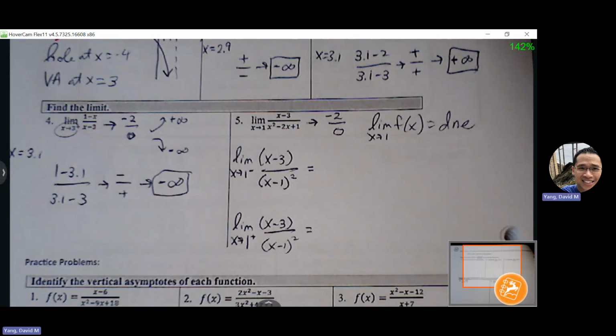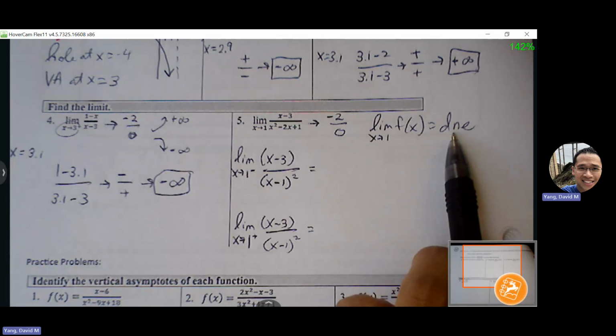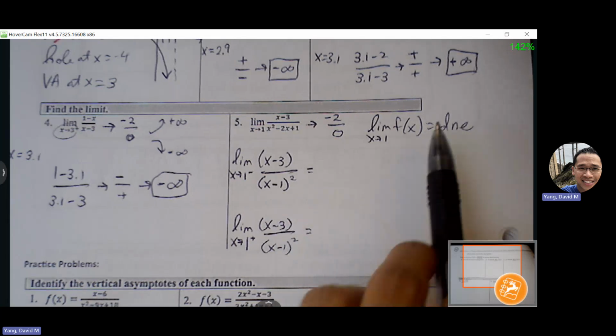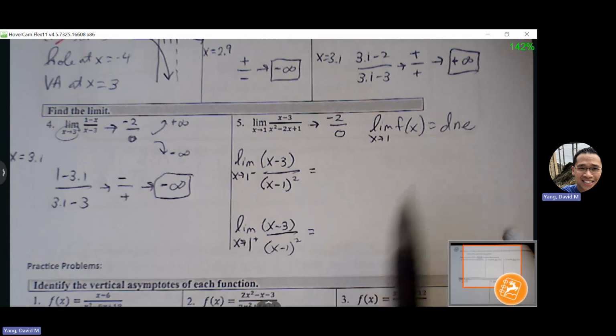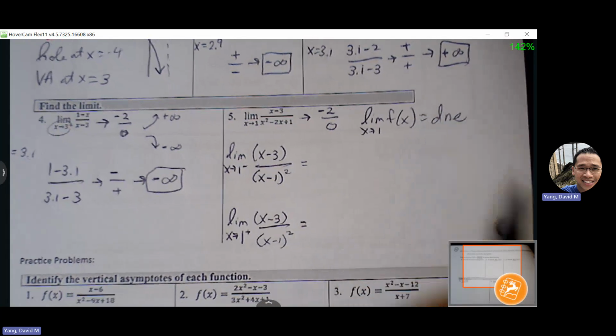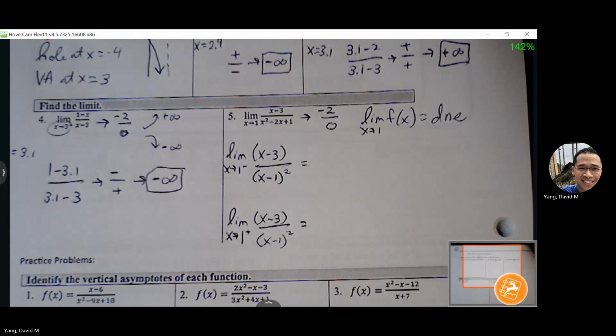So if they're both going in the same direction, if they're both positive infinity, then we can say the limit is positive infinity. If they're both negative infinity, then we can say negative infinity. But if one is positive and the other is negative, then there's no subcategory. We have to leave it as does not exist.